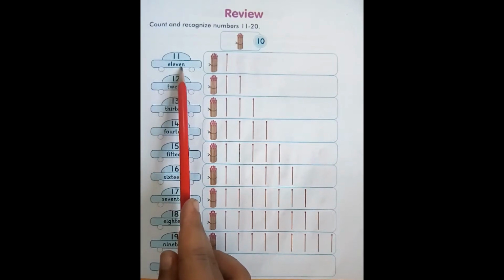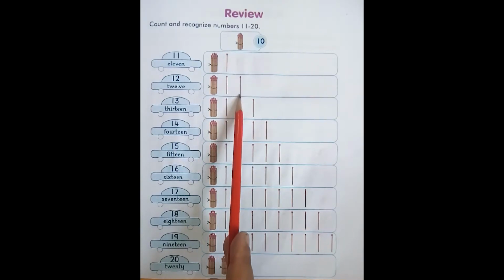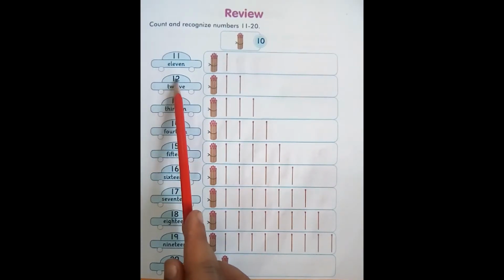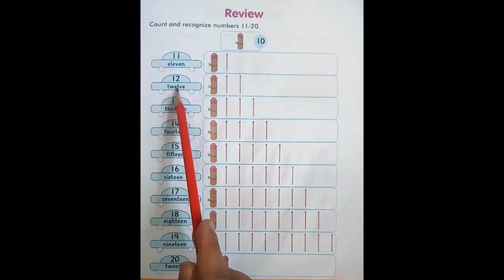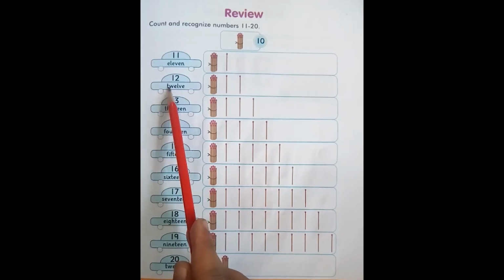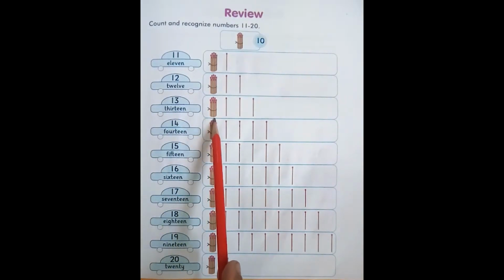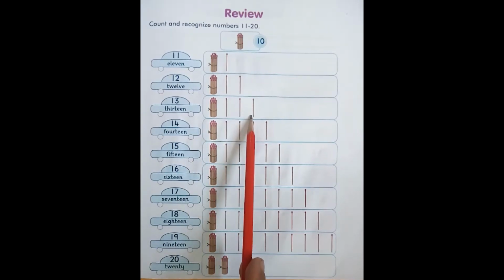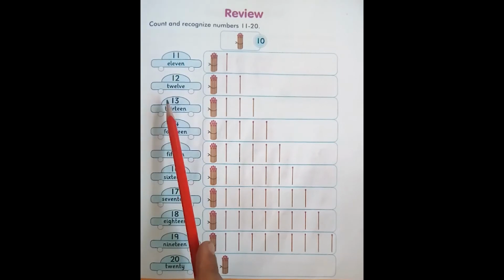E-L-E-V-E-N, 11. It is one bundle of 10 and two matchsticks. So this is 12. T-W-E-L-V-E, 12. It is one bundle of 10 and three matchsticks. So this is 13.